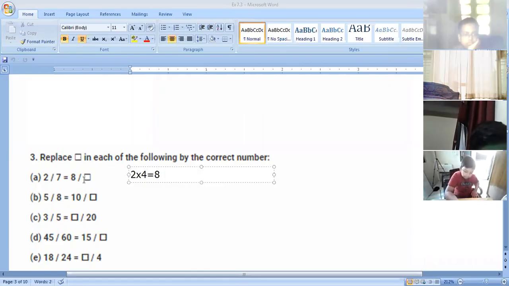Yes or no? Yes, you have to do it in the book. 2 4s are 8. Then 7. The denominator will be multiplied also with the same number. 7 4s are 28. So that box will be replaced with 28. In this box, you will be writing 28 here.